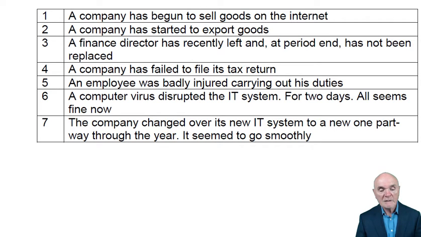So first of all, a company's begun to sell goods on the internet. So this implies that they have a website, and the website is capable of doing some sort of sales transaction. And I suppose what we should be worried about is whether or not the sales transaction, the debit to credit, the movement of inventory and so on, is properly integrated with the web pages.